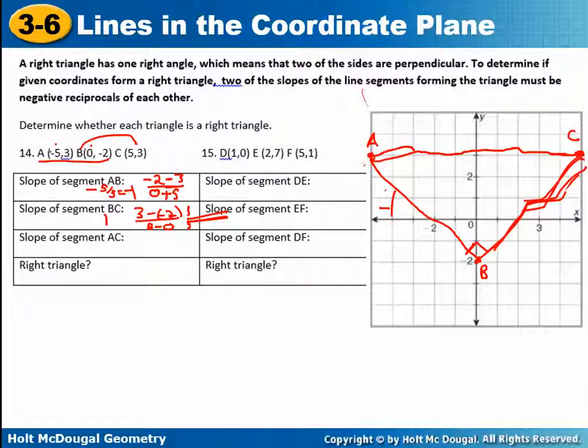AC would be these two together. So 3 minus 3 is 0. Oh, well that's a horizontal line. So that has a slope of 0. I don't even need to know what the bottom is. But it is a right triangle because angle B is a right angle.